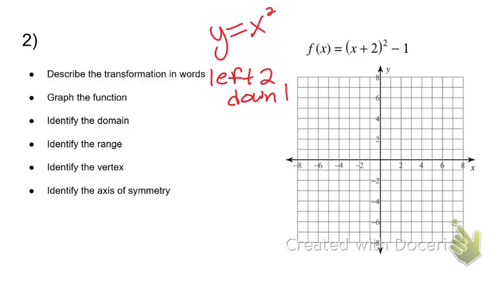And now we're going to graph the function. I'm going to start with just my parent function. It was like this. And so I'm going to go left 2 and down 1. So we're going to move this graph left 2 and down 1. And here's your new parabola quadratic.